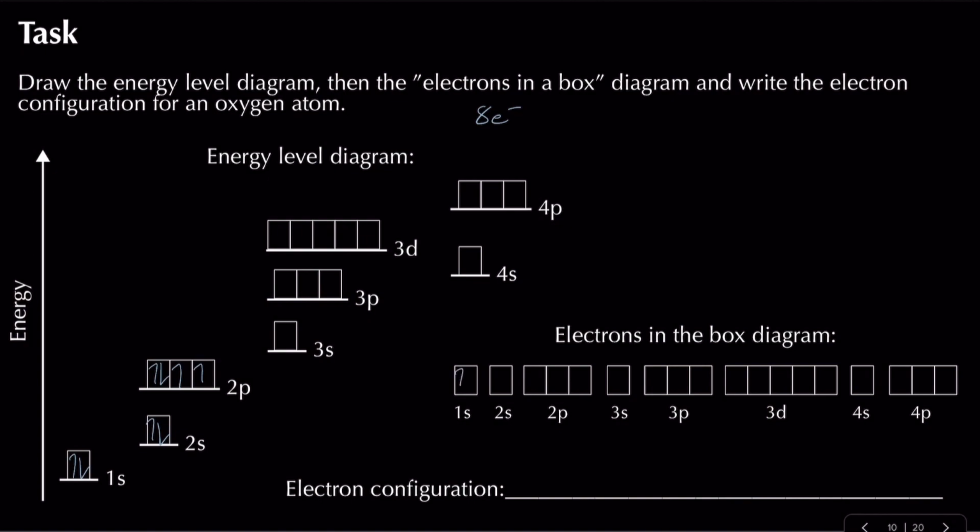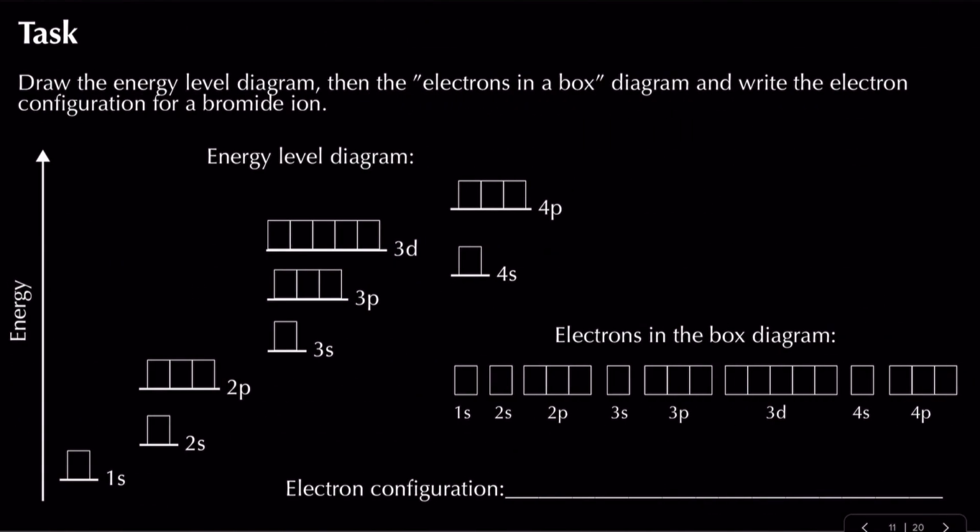Electrons in a box diagram: 1, 2, 3, 4, and then 5, 6, 7, and then 8. We've got one paired set of electrons within one orbital in our 2p subshell. So our electron configuration is going to be 1s2, because I've got 2 electrons in there, 2s2, because I've got 2 electrons in here as well, and then 2p4, because I've got 4 electrons in here as well.